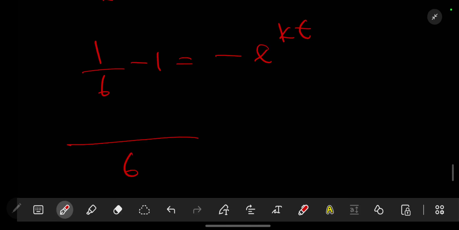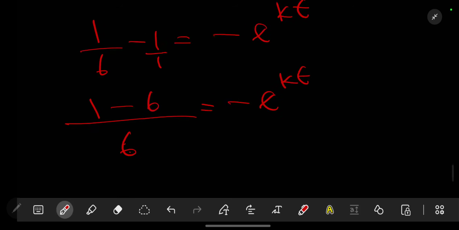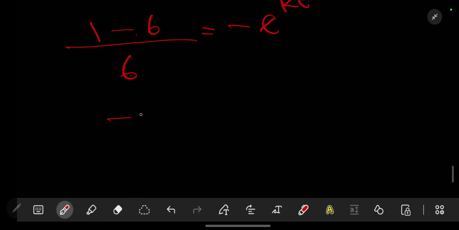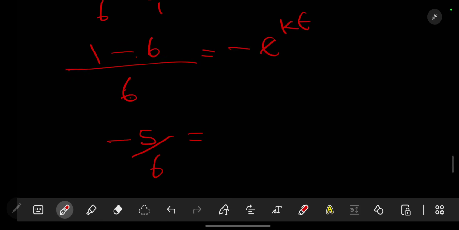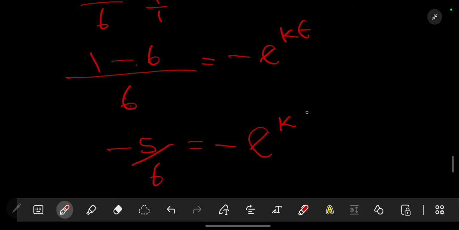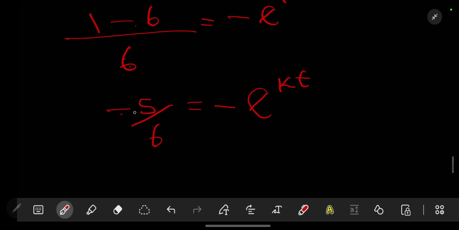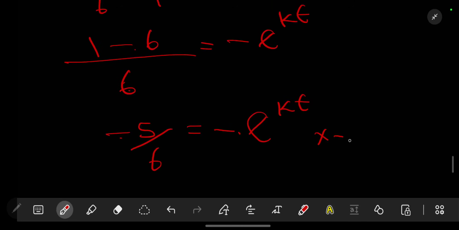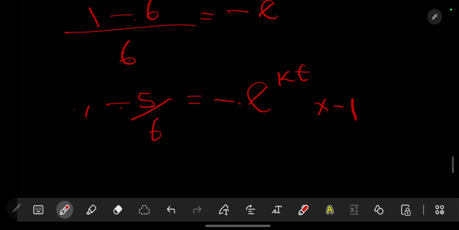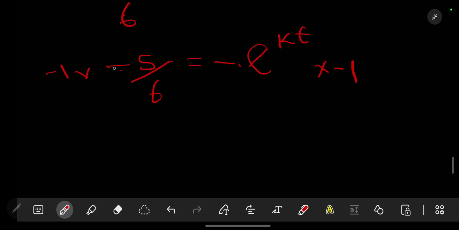The common denominator is 6: 6 divided by 6 is 1, times 1 is 1, minus 6 divided by 1 is 6, times 1 is negative 6, equal to negative e to the power of kt. So 1 minus 6 gives us negative 5 over 6, equal to negative e to the power of kt. Since there's a negative on both sides, you can divide by negative 1, it is still the same. So negative by negative is positive, giving 5 over 6 equal to e to the power kt.